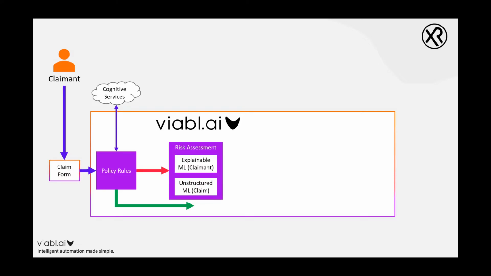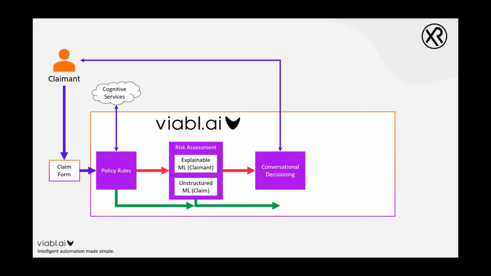The risk assessment uses machine learning techniques to determine how likely the claimant is to submit a fraudulent claim and how this claim compares to previous accepted and rejected claims. If the results of these models suggest the claim looks suspicious, the next step is to seek more information from the claimant. This is done by sending them a unique link to a chat session where they engage with the conversational decisioning engine to provide further details about their claim. Throughout the conversation, Viable AI is making decisions to drive the conversation deeper and ultimately determine whether this claim is suspicious or it's clear to pay out.